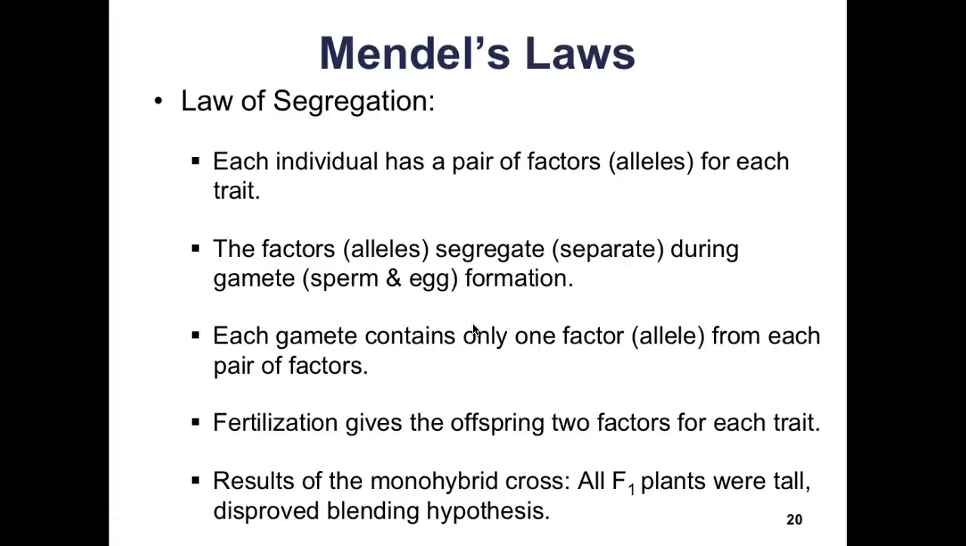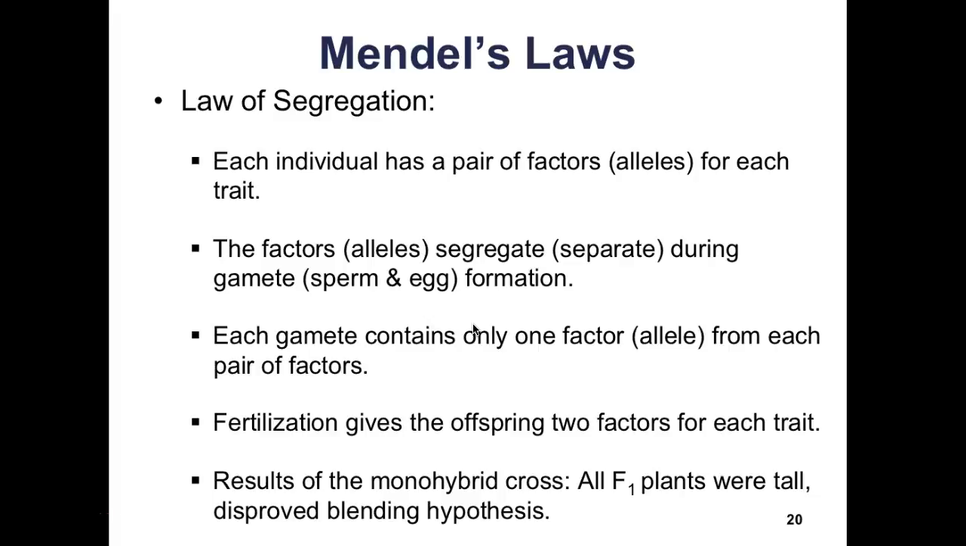So Mendel's law of segregation, ultimately, here's what it is summarized. Each individual has a pair of factors, which we call alleles, for a trait. So 2 factors, or 2 alleles, for each gene. And the factors or alleles are going to segregate or separate during gamete formation. So the formation of sperm and egg, that process there is meiosis. Each gamete contains only one factor or allele from each pair of factors. So that ensures that each gamete, whether it be sperm or egg, gets one copy of the gene. Hence, that's why our gametes are haploid. Fertilization then gives the offspring two factors for each trait.